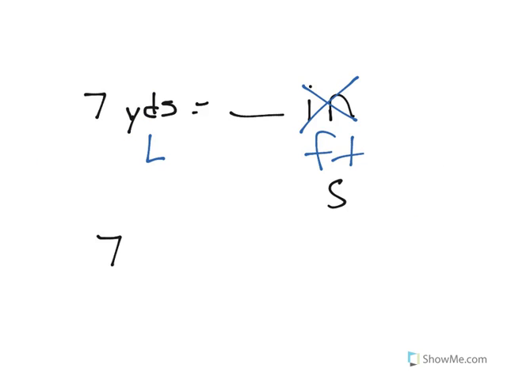So I'm going to do 7 times something to give me my answer. Well, I know that in 1 yard there are 3 feet, so I'm going to multiply by 3. 7 times 3 equals 21. So 7 yards is equal to 21 feet. Let's look at another example.